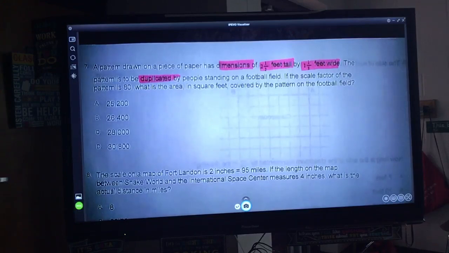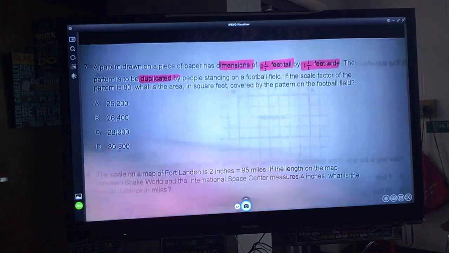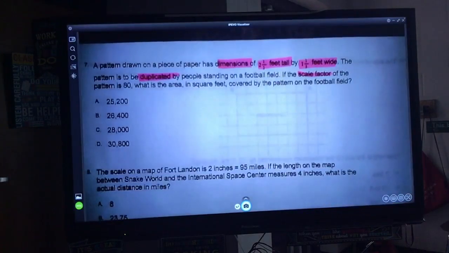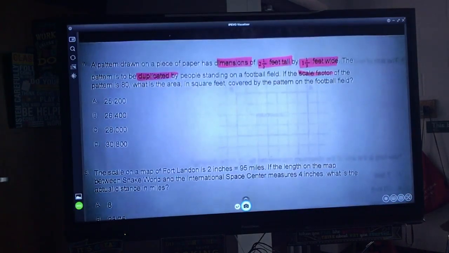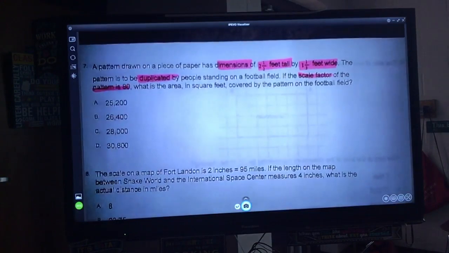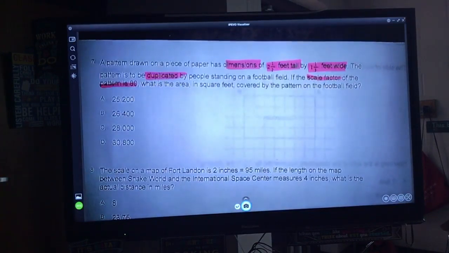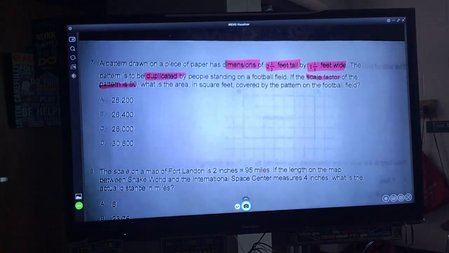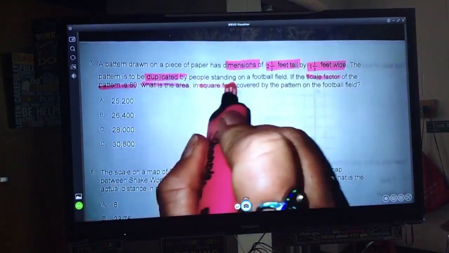Alright, the factor or scale factor, there's another set of keywords right there telling you also scale factor. I mean, it's right there in the question. So what's the last part that's important? Michaela. Pattern is easy. Okay. What else? Michaela. Area in square feet. What is the area in square feet?